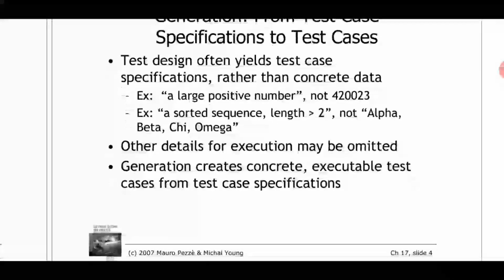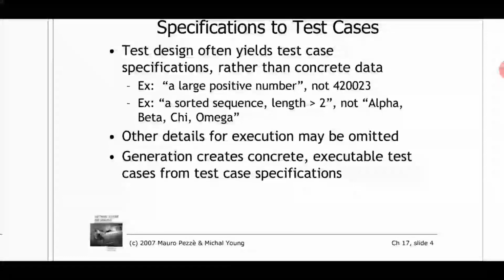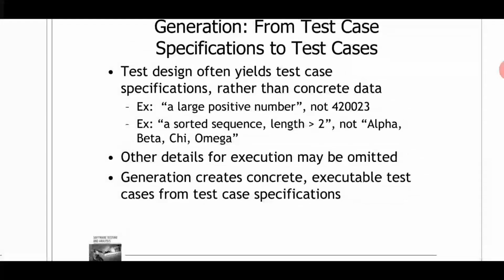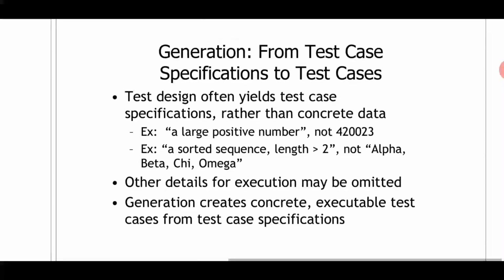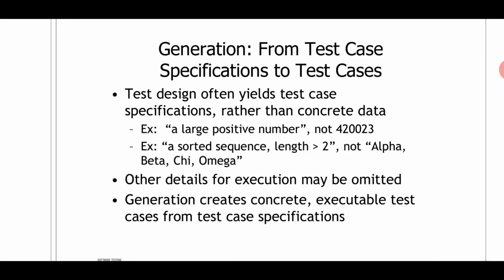Another example is a sorted sequence with length greater than 2. Here also it's a specification. You're not writing something like alpha, beta, chi, omega. For a sorted sequence, the length should be less than 2. This is a specification. Other details of execution may be omitted; only the required details are considered.